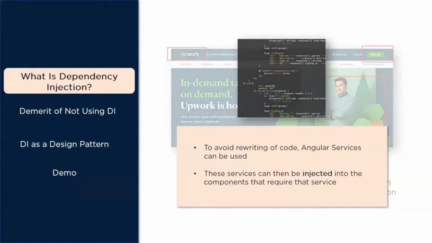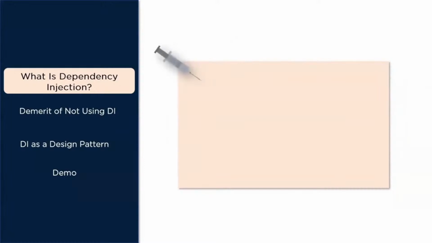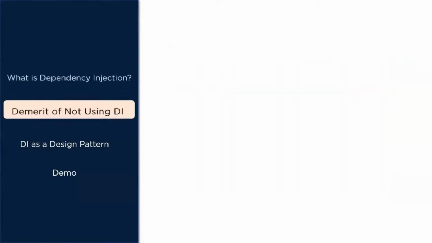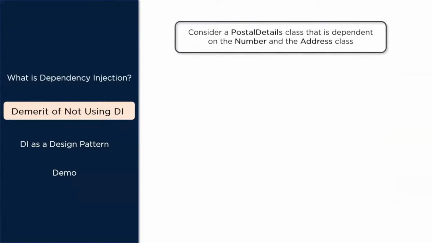But using dependency injection, we move the creation and binding of dependent objects outside of the class that depends on them. So dependency injection, or DI, keeps the code more flexible, testable, and mutable. Also, classes can inherit external logic without having to create it on their own. And lastly, DI benefits directives, pipes, and components. Next up, let's have a look at the drawbacks of not using dependency injection.